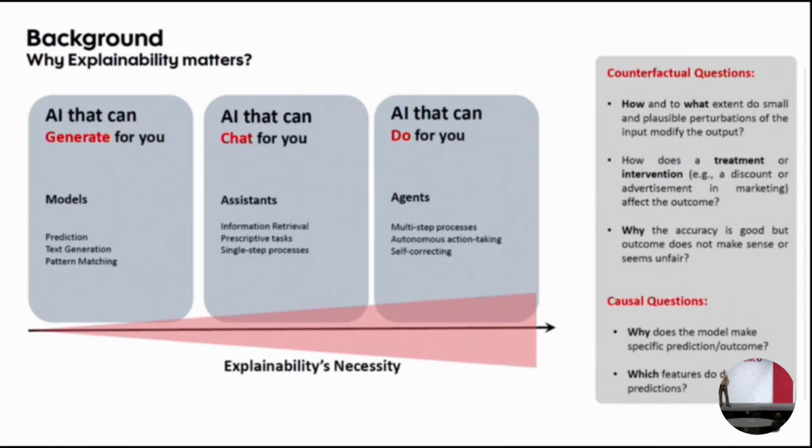We can see explainability from different perspectives, such as the degree of interaction between humans and AI: AI can generate for you, or chat for you, or do for you, like agents. Depending on the level of interaction between human and AI, explainability becomes more important. For explainability, we want to answer a bunch of questions, for example counterfactual questions: how and to what extent do small and plausible changes in the input affect the output? Why does the model make a specific prediction or outcome? That's the type of question you always want to answer in terms of explainability.